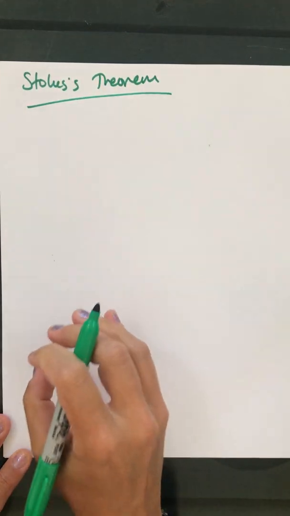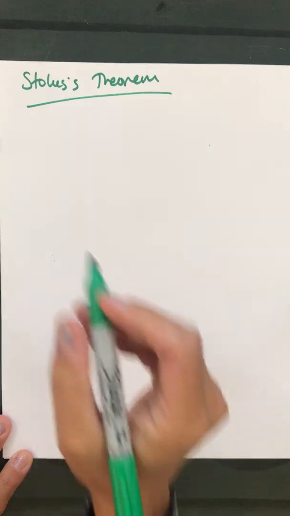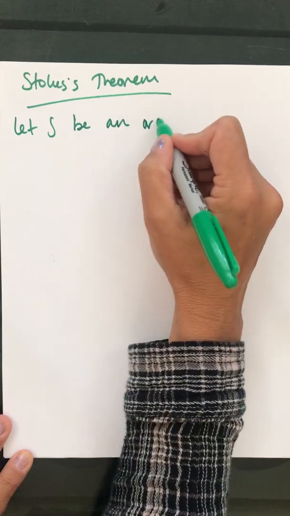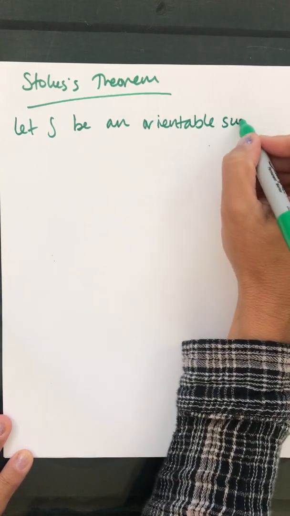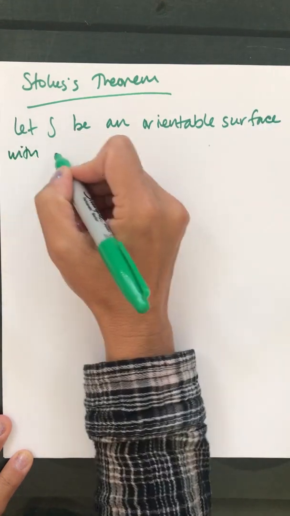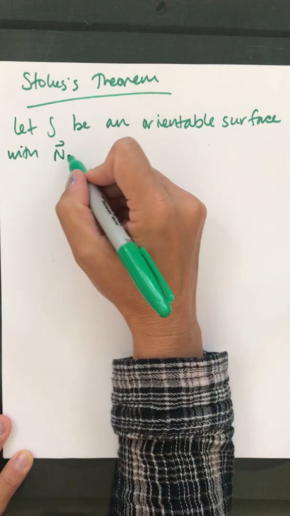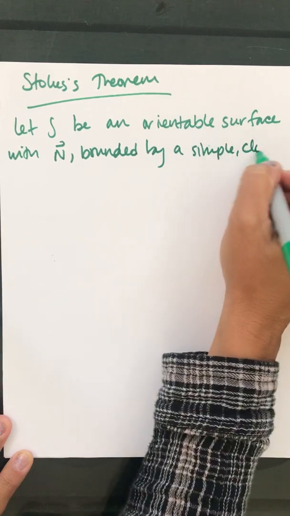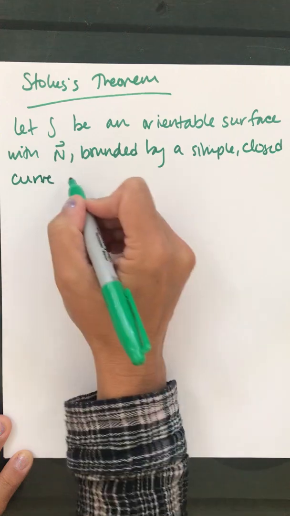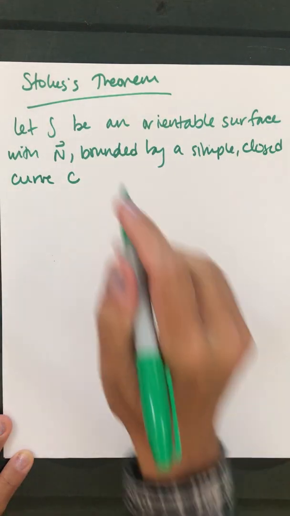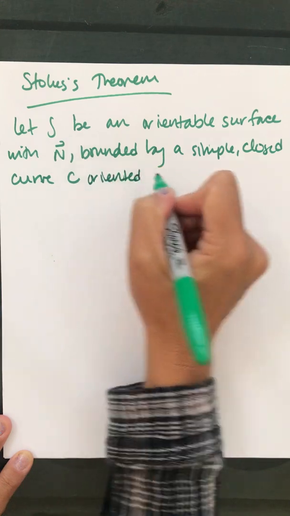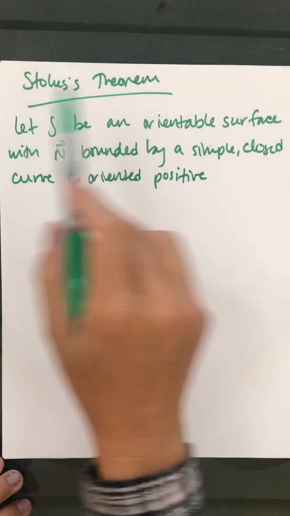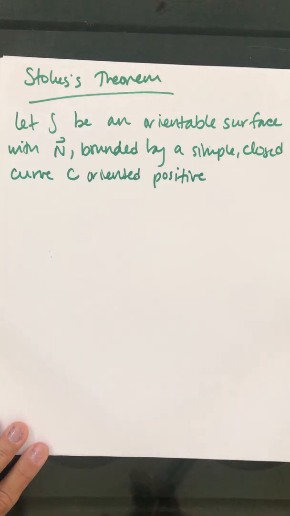Instead of a closed region, we're now going to have an orientable surface. So we want to start with S, an orientable surface with unit normal vectors on it, bounded by a simple closed curve. We're going to orient this curve moving in the positive direction. If the piece of paper that I'm writing on is my orientable surface, then the boundary around the piece of paper would be my orientable curve.